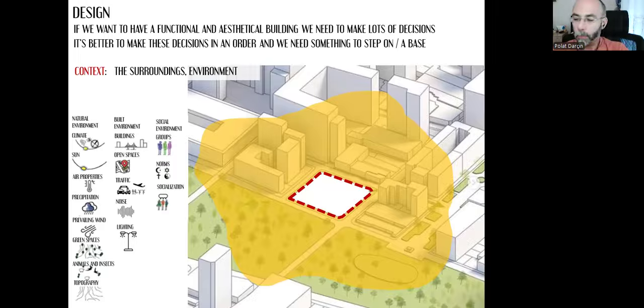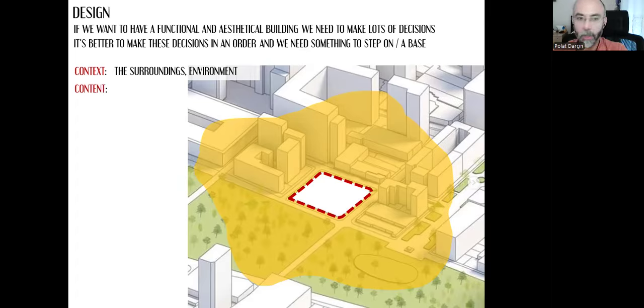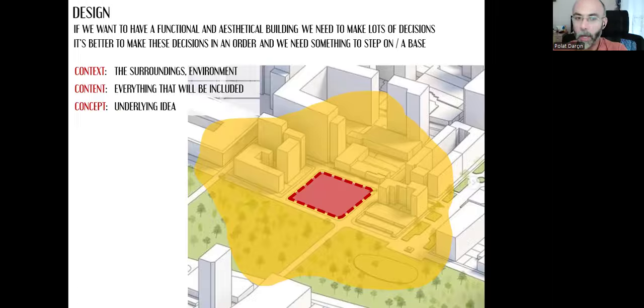So we can start with the analysis of context. And if we understand what's going on there, then that will guide us throughout our designing process. The other important thing is the content, everything that will be included in this area, especially the user. Again, we can make an analysis, we can examine the properties of the user, and that will again guide us throughout our decision-making process. And if we can come up with an idea, a concept, that's the underlying idea, we can use that idea to make better decisions.